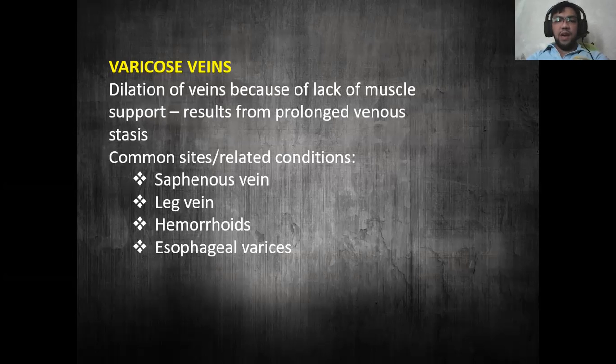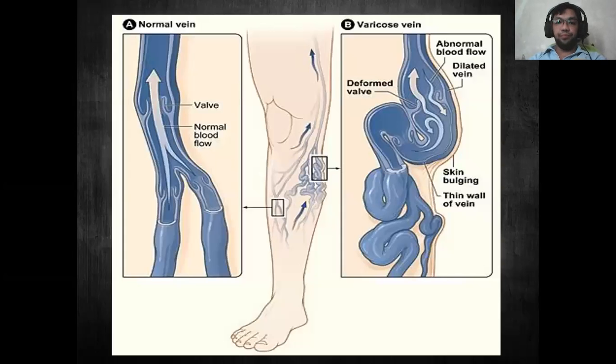Now we go to varicose veins. There is a dilation of veins because of lack of muscle support, which results from prolonged venous stasis. Common sites of varicose veins are the saphenous vein, leg vein, hemorrhoids. This is varicosities of the anal area, the rectal area, and esophageal varices can occur as well. So as you can see here, the veins of the lower extremities can become tortuous. When we say tortuous, they can become twisted.